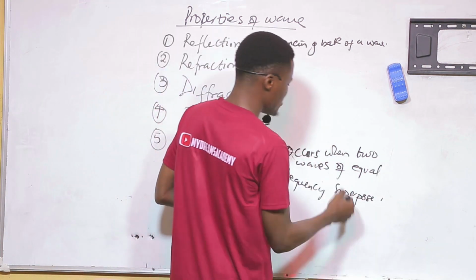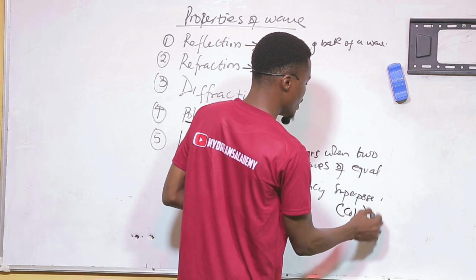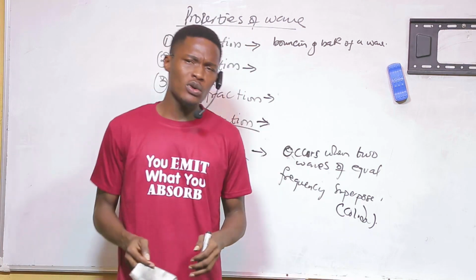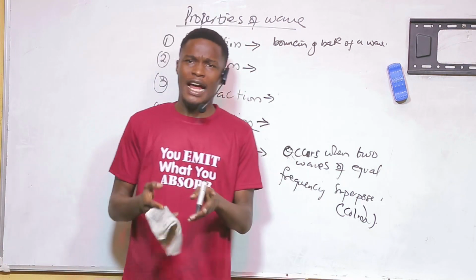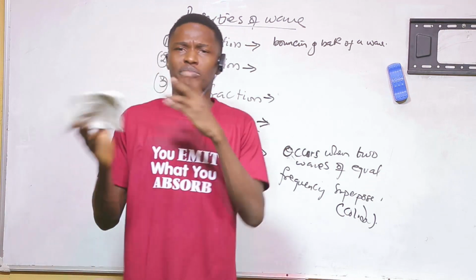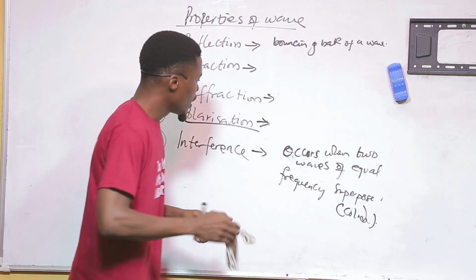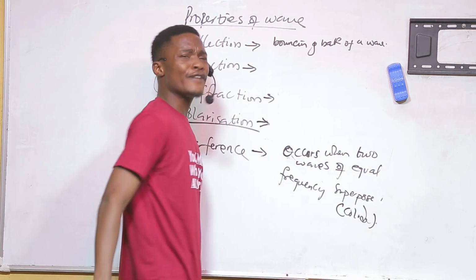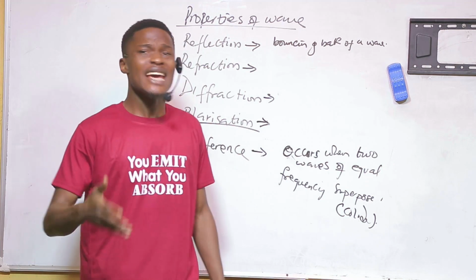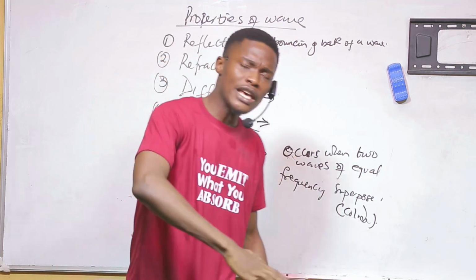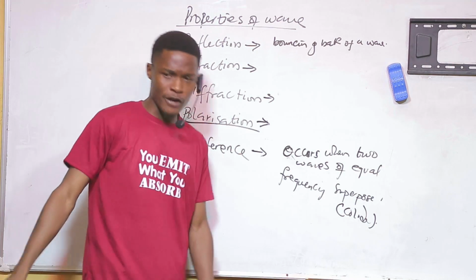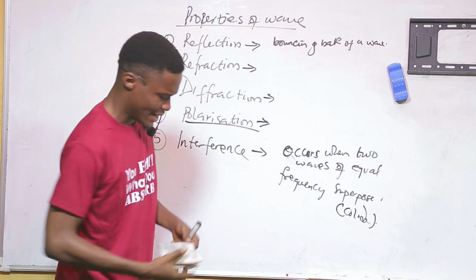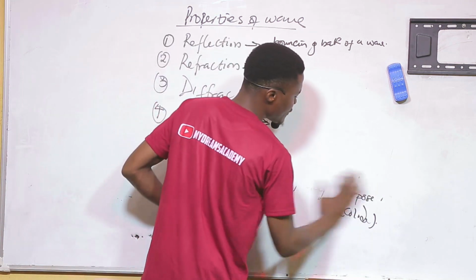You can also use collide here. Superpose is mainly used for waves when they collide. So when two waves collide together, it is called superposition. Now, interference occurs when the two waves have equal frequency. Sometimes you will see it as nearly equal frequency. So it can be equal frequency or maybe nearly equal frequency. When something like this occurs, we call it interference. Let me give you an example.